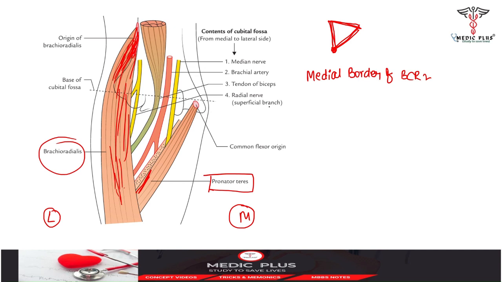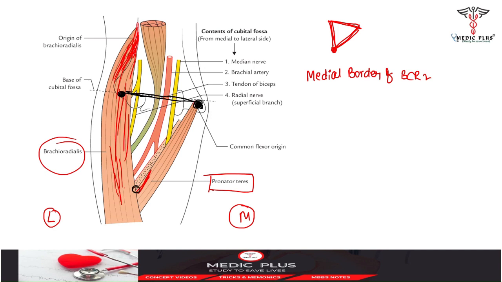Now we are going to talk about the base. This is the base, guys. This is the medial epicondyle and this is the lateral epicondyle of the humerus. The base is formed by an imaginary line joining the lateral and medial epicondyles. So this is the base.